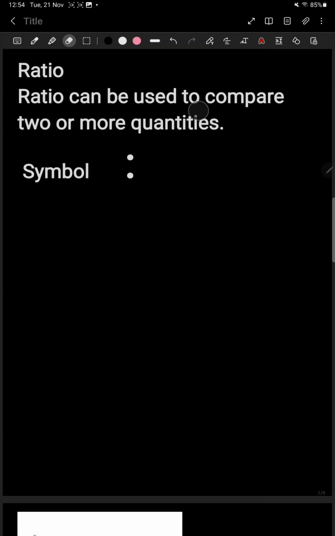Actually, ratio can be used to compare two or more quantities. We are given two quantities or more than two quantities and we compare them. We give a relation between these quantities with the help of ratio. The symbol of the ratio, you can see these two dots, is the symbol of the ratio.